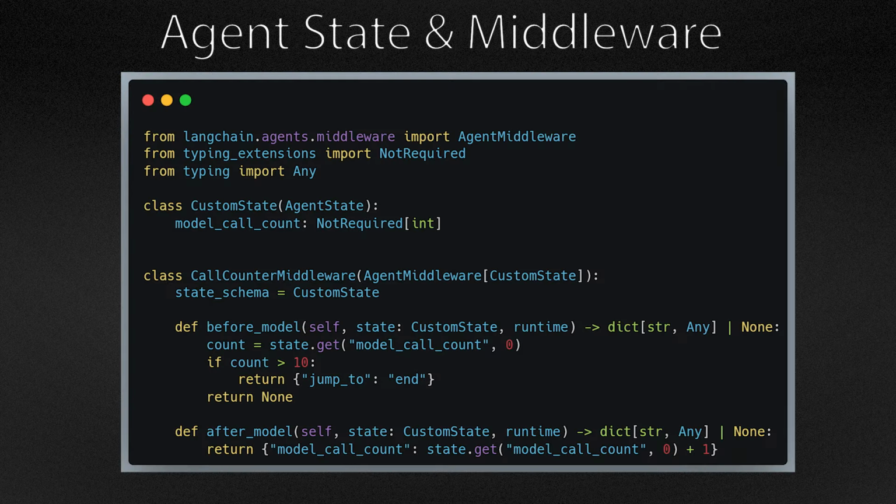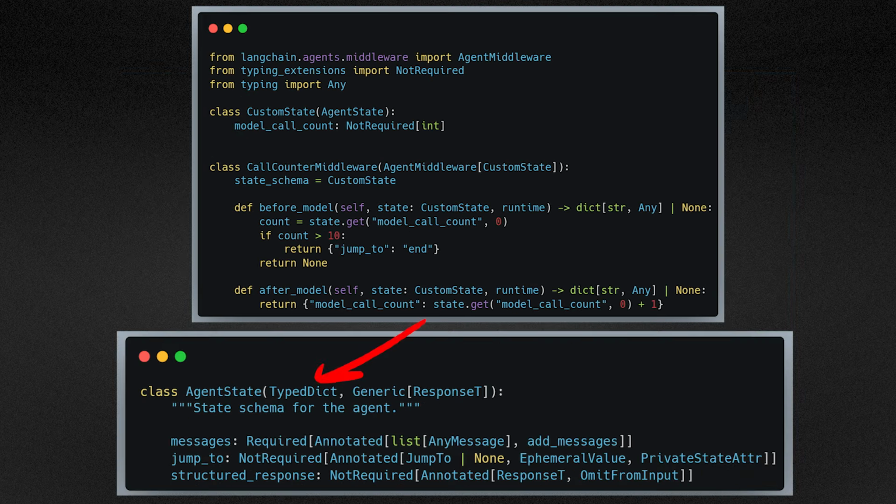Here is how it works combined with a custom middleware. In this call counter middleware, you can implement two hooks, before and after model. You can define the schema as a class variable on middleware and access keys via get. This works because under the hood, it's a typed dictionary.